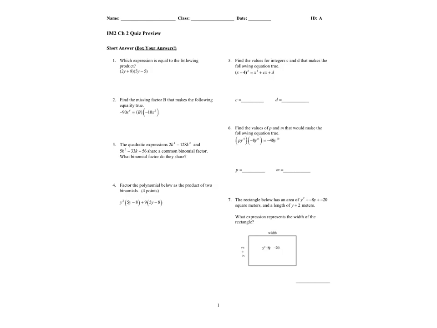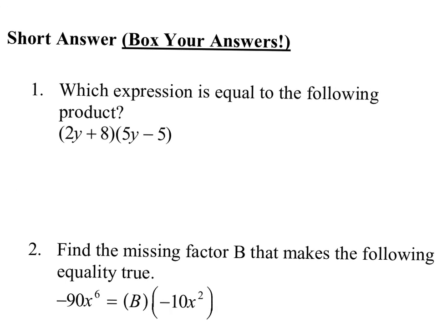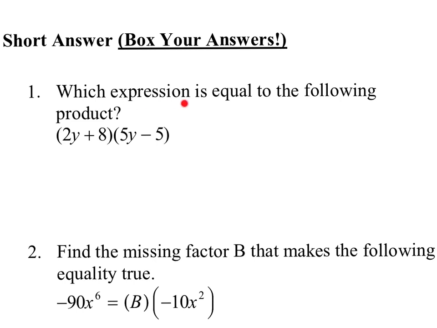Okay, so here is the Chapter 2 study guide. In this first problem, all you really got to do is just multiply them together. It says which expression because there's going to be multiple choice answers. So we can do the box method here. Just do 2y plus 8 times 5y minus 5. You can do like FOIL, or you could do double distribution, but we've been training on the box method.